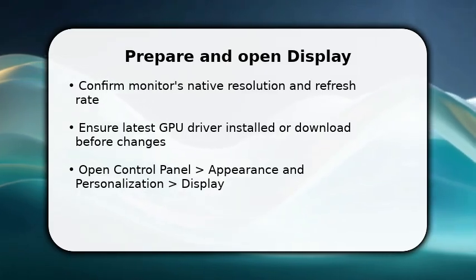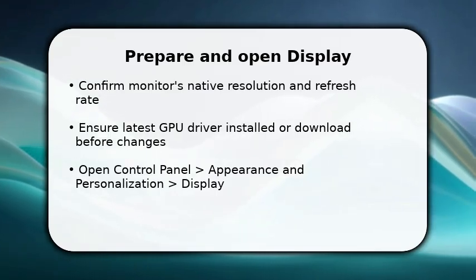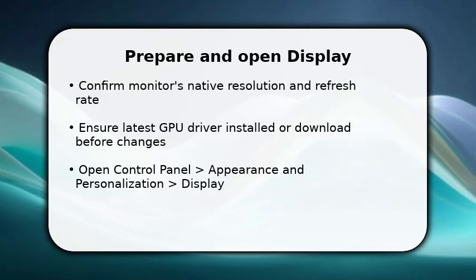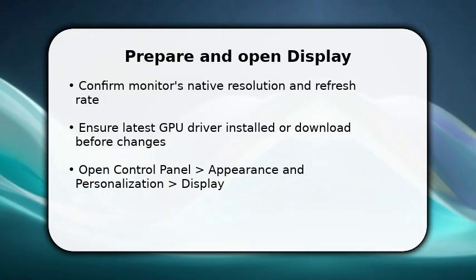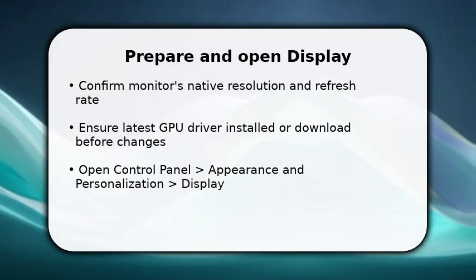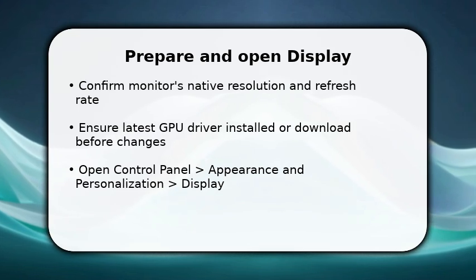Now open Control Panel, choose Appearance and Personalization, then Display. This takes you directly to Windows 7 display controls. You should see a link to change display settings. Click it to begin adjusting resolution immediately, so you act on the proper, native parameters rather than guessing.